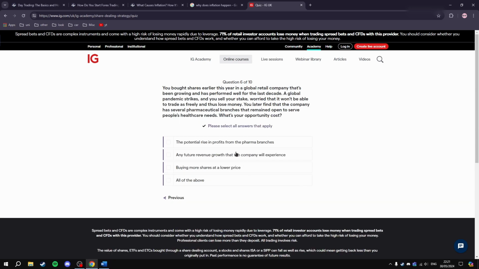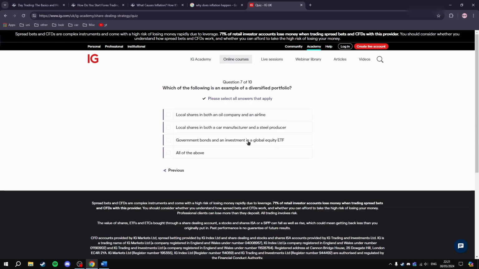You bought shares earlier this year in a global retail company that has performed well for the last decades. A global pandemic strikes and you sell your stake, worried that it won't be able to trade as freely and thus lose money. You later find that the company has several pharmaceutical branches that remain open to serve people's healthcare needs. What's your opportunity cost? The potential rise in profits from the pharma branches, any future revenue growth that the company will experience, buy more shares at a lower price.